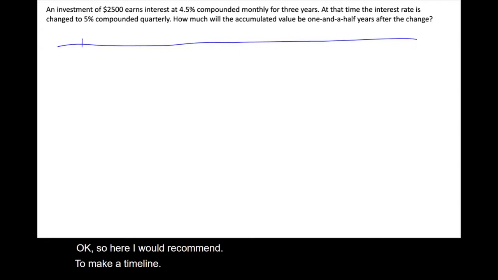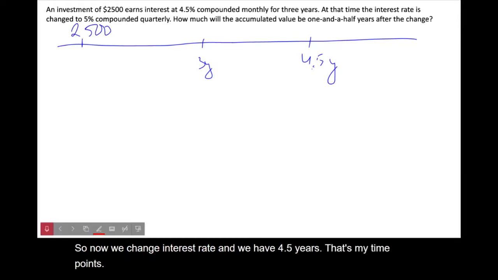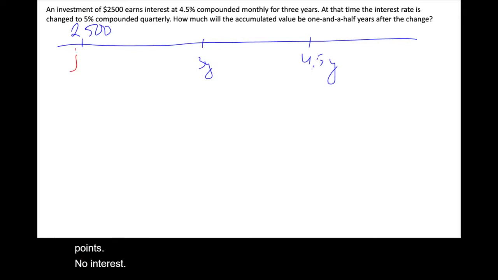Okay, so here I would recommend to make a timeline. We have 2,500, 3 years. Now we change interest rate and we have 4.5 years. That's my time points. Now interest. I have J12, 4.5%. Here I have J4, 5%.